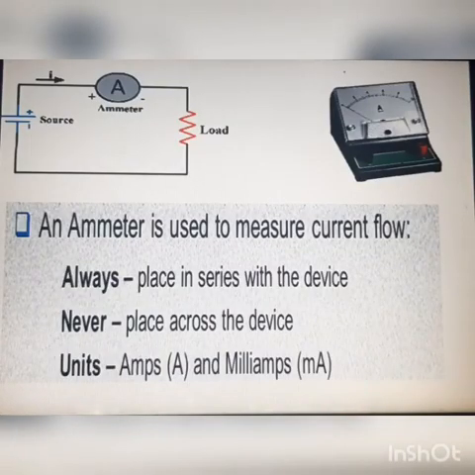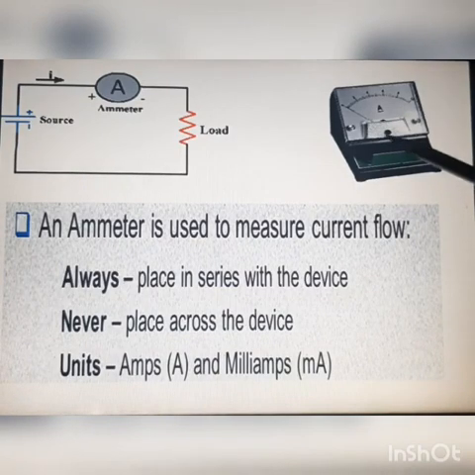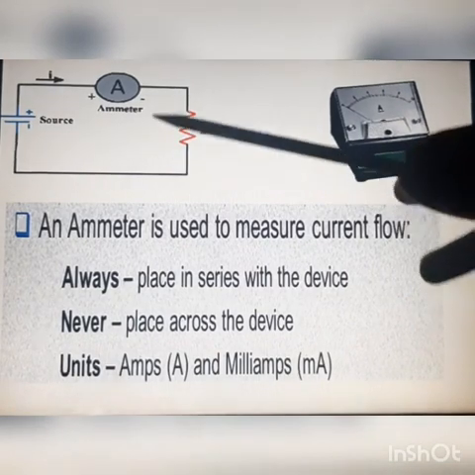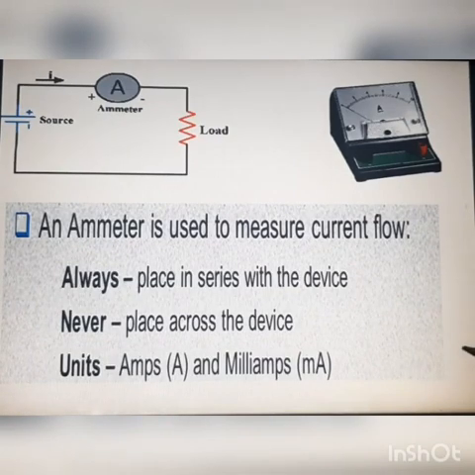In my last video, we learned about current, and today we are going to learn about a device which is used to measure current. The name of the device is Ammeter. This is the picture of an ammeter. This is the circuit diagram which shows how an ammeter has to be connected in a circuit.